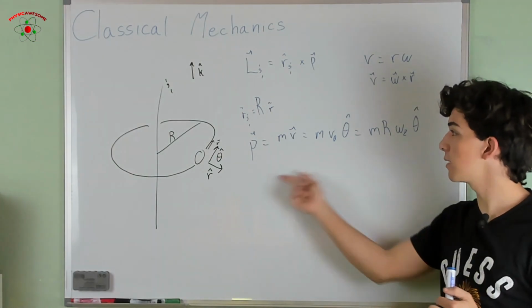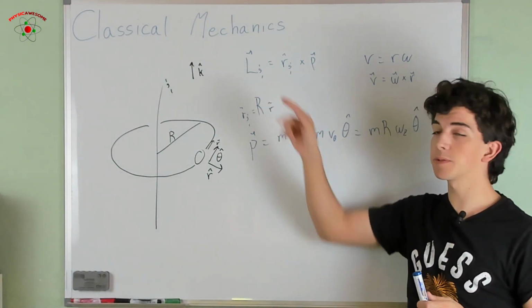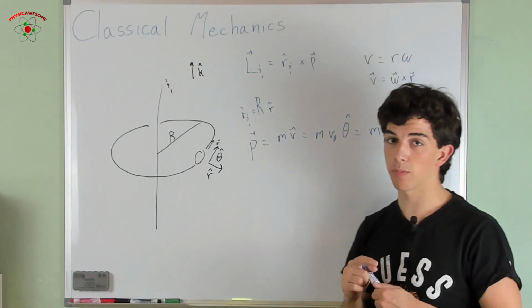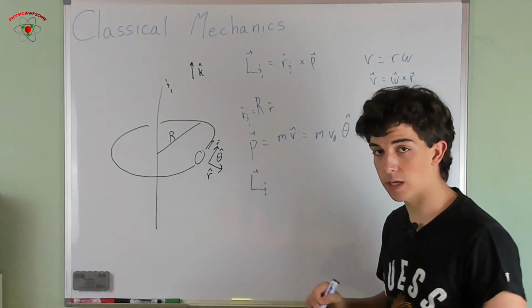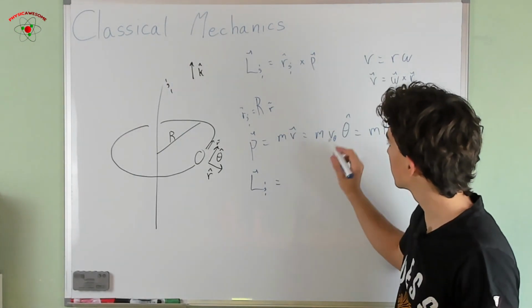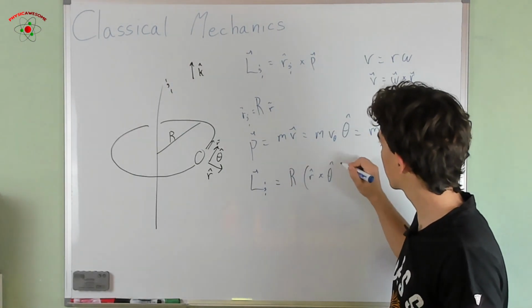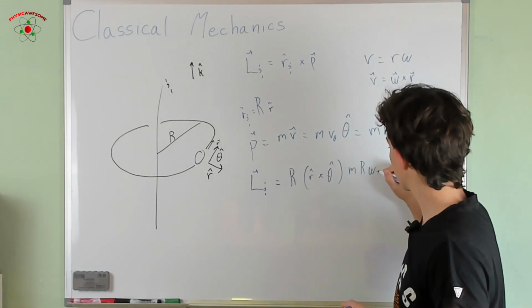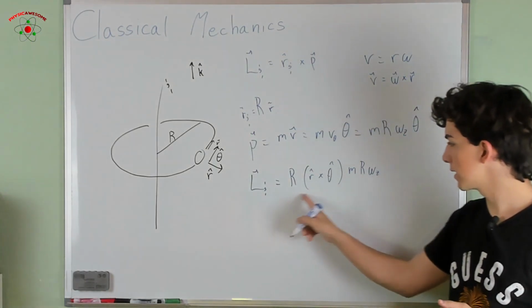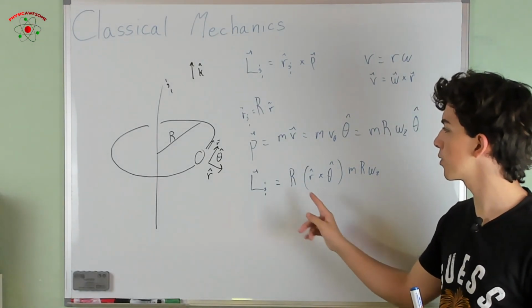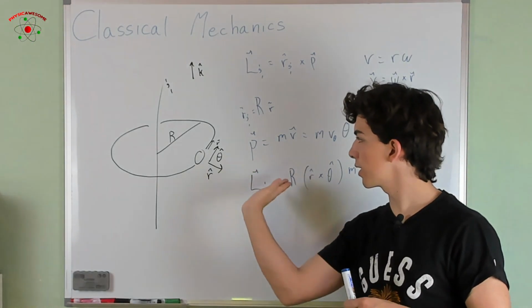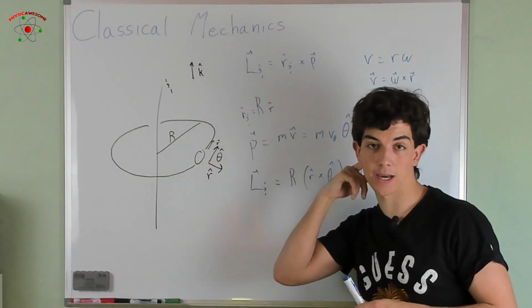Now that we've established these two expressions, we can substitute them in the expression for our angular momentum, and we get that L in the s-axis equals, thus we get this expression, and with the right hand rule we can calculate this cross product from r to theta that goes k hat.